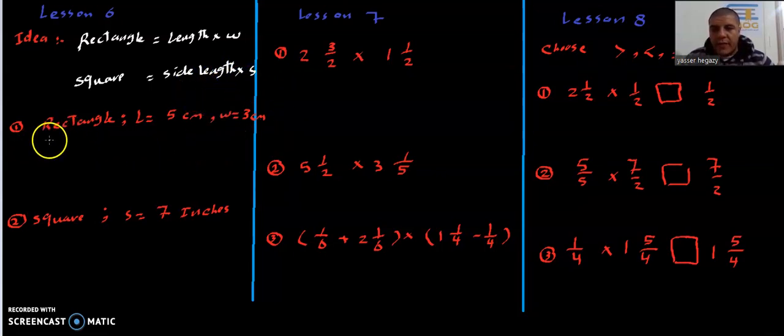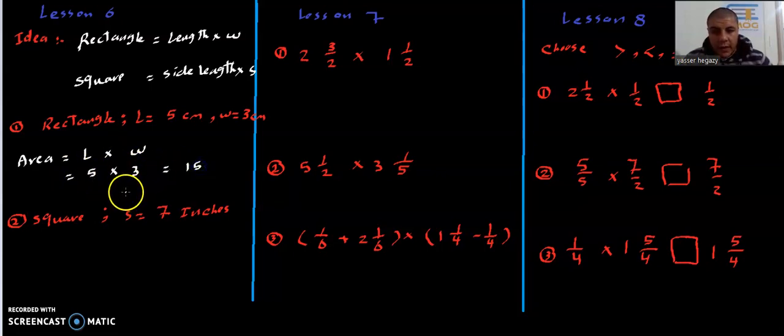So, in number 1, find the area of a rectangle in which length equals 5 and width equals 3 centimeters. So, area of rectangle equals L multiplied by W. L, which is 5, multiplied by W, which is 3. 5 multiplied by 3 equals 15. It's not only that, you have a big mistake. For 15 you must put centimeter power 2 as its unit of area.